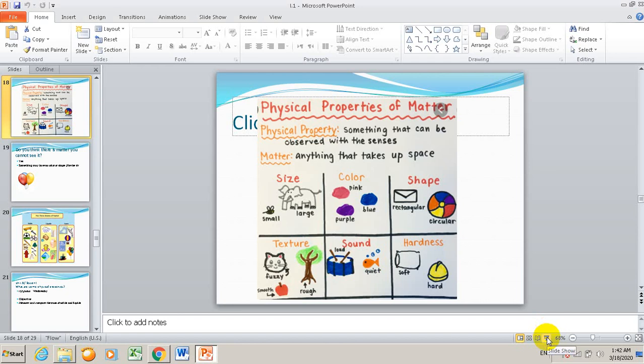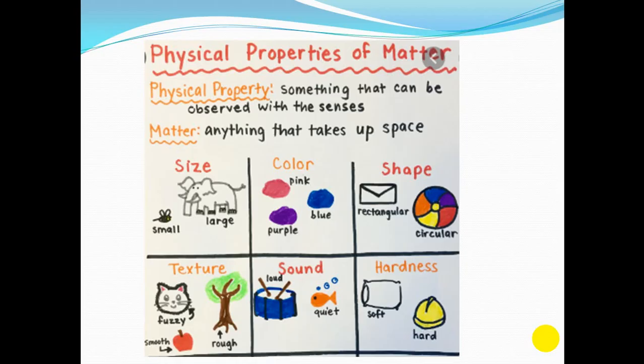At first, we have to remember our previous lesson. We were talking about physical properties of matter, and we said anything that takes up space is called matter. And we talked about many examples of these matters. Anything around us that takes up space is called matter, and we can describe it by naming some physical properties.